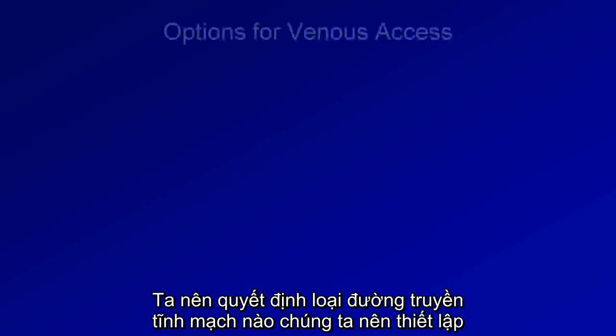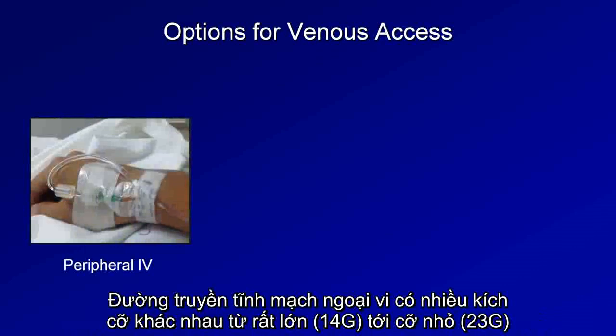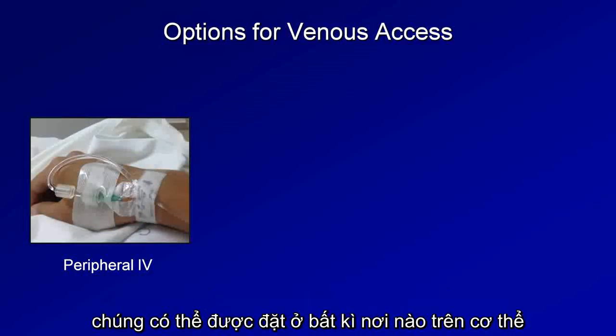So now that we are bolusing fluid, we should decide what venous access we should use. The common choice is a peripheral IV. Peripheral IVs come in a variety of sizes, from a very large 14 gauge to a tiny 23 gauge. They can be placed in just about anywhere.